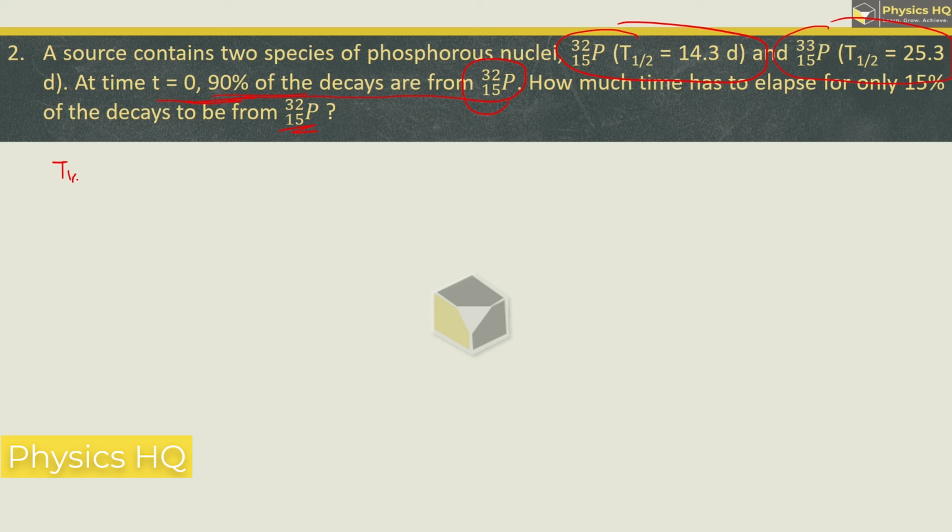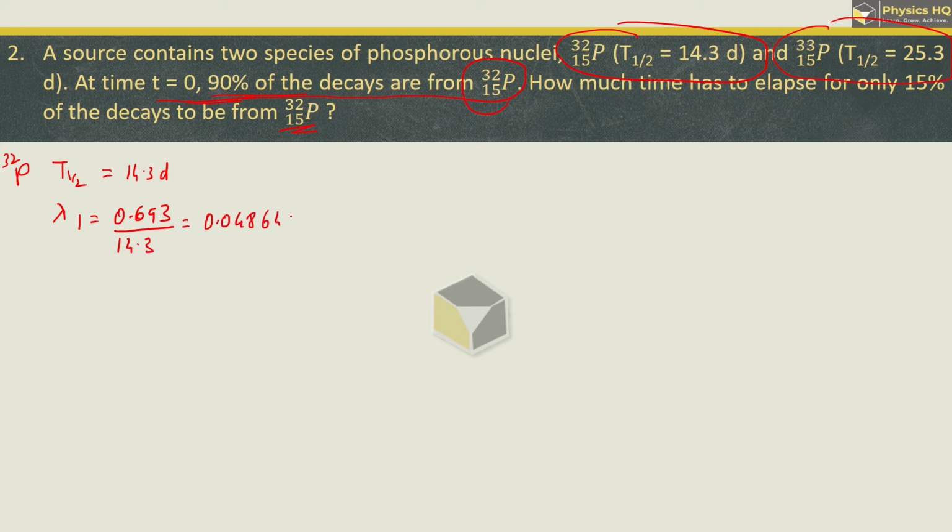We have half-life for both of them. So half-life for phosphorus with mass 32 is given as 14.3 days. इसमें हम लोग lambda निकाल सकते हैं. So we got lambda 1 which is 0.693 upon half-life which is 14.3. This you will get as 0.04864 per day. Similarly, for phosphorus with mass 33, we got half-life time given as 25.3 days.